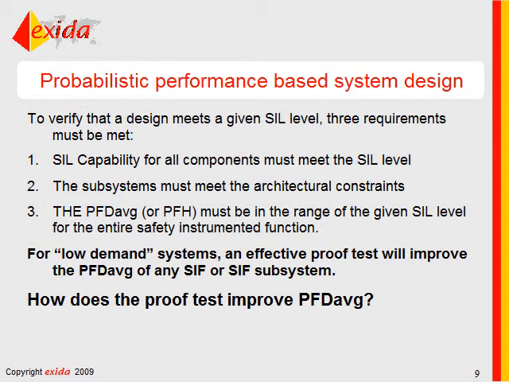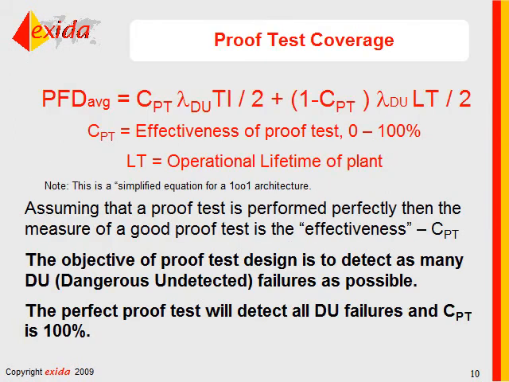And the question that is put on the slide here is, how does the proof test improve my average probability of failure on demand? The reason that we're calculating an average probability of failure on demand as a measure for a low demand application is because we are going to take credit for proof testing that we perform, and that's where we're going now.